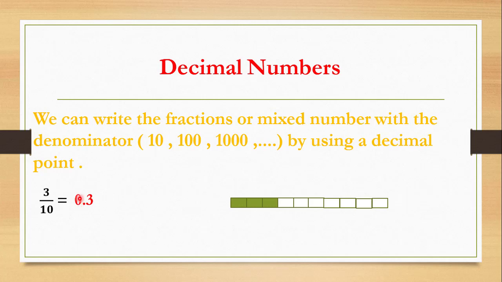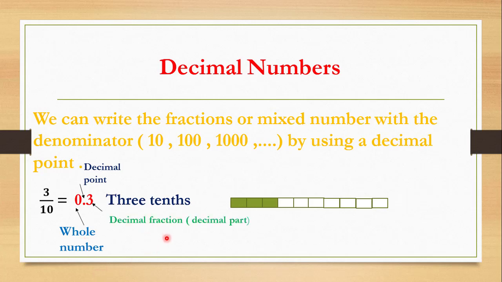This part is for the whole numbers. Here we don't have any whole number, so I write 0. So we have 3/10. This is the decimal point here, and this part is for a whole number, and this part is the decimal fraction or the decimal part. Okay, in this case, this place is tenth.